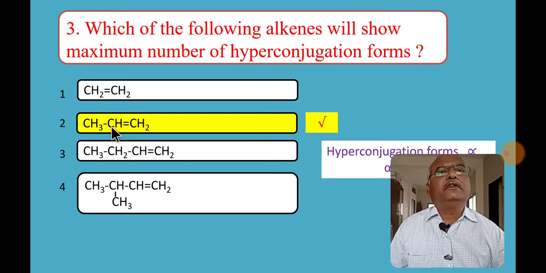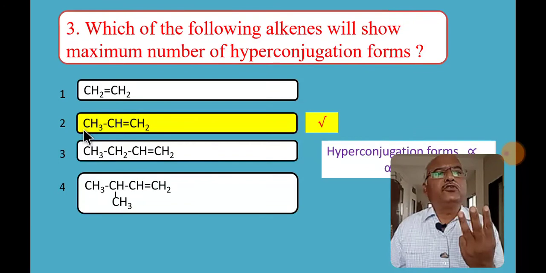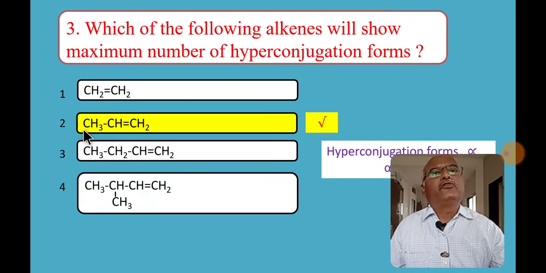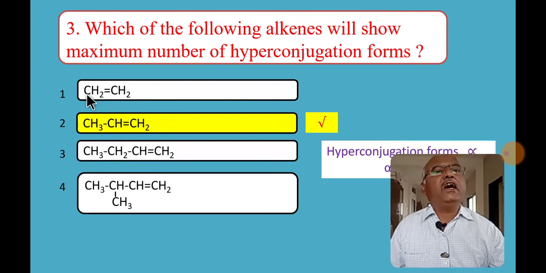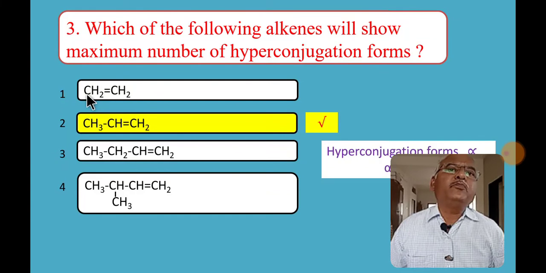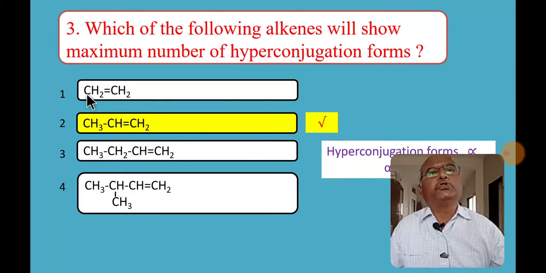A carbon which is attached to a doubly bonded carbon is called alpha carbon. So, this is the doubly bonded carbon and this carbon is the alpha carbon. This carbon is attached to 3 hydrogens. So, in this example, alpha hydrogens are 3. In this example, the doubly bonded carbon is not attached to any carbon. Therefore, there is no alpha hydrogen atom.